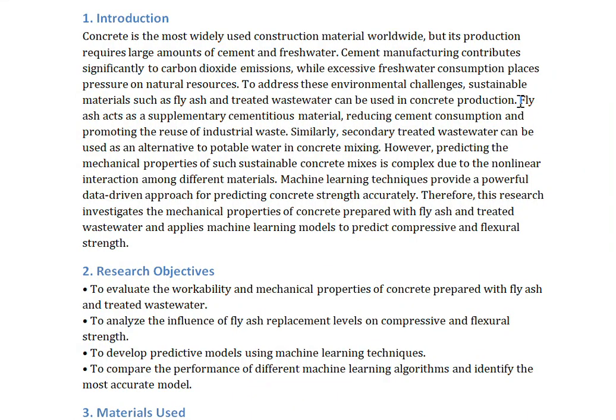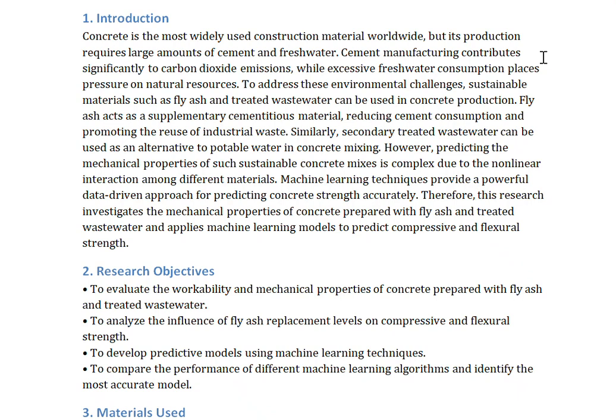Introduction. As we know, concrete is the most widely used construction material worldwide, but its production requires a large amount of cement and fresh water. Cement manufacturing contributes significantly to carbon dioxide emissions, while excessive freshwater consumption places pressure on natural resources. To address these environmental challenges, sustainable materials such as fly ash and treated wastewater can be used in concrete production.